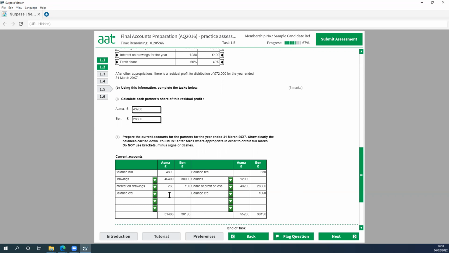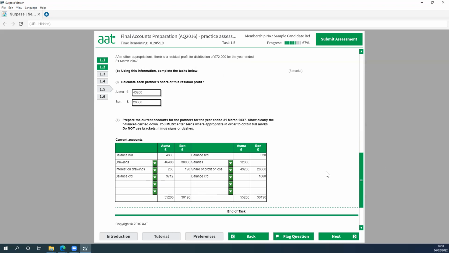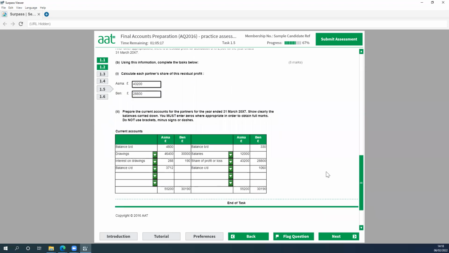So therefore her balance carried down, which is the balancing figure, is 3,712. And you see that balances. So at the start of the next period, it's sort of a reversal, isn't it? So the balance brought down will be 3,712 for Asma, and Ben will be on this side, he'll be overdrawn, but his balance brought down will be 1,060. Okay, hopefully that helps you in relation to that particular question.